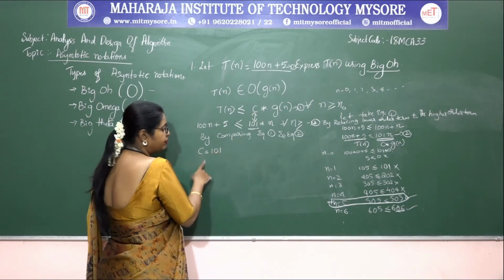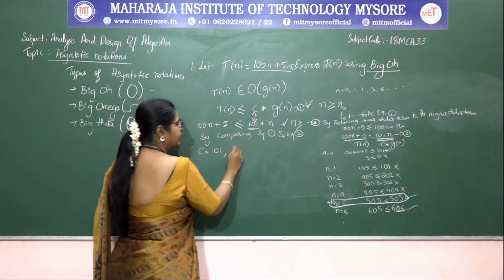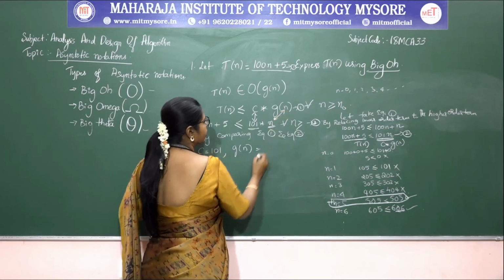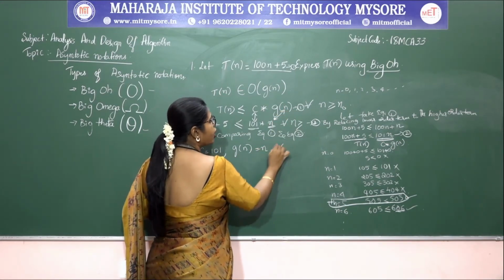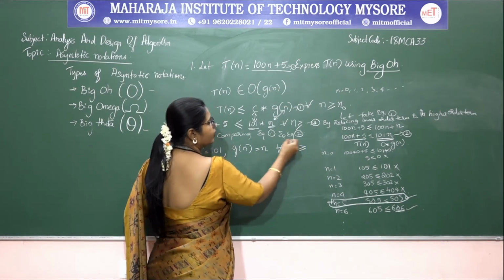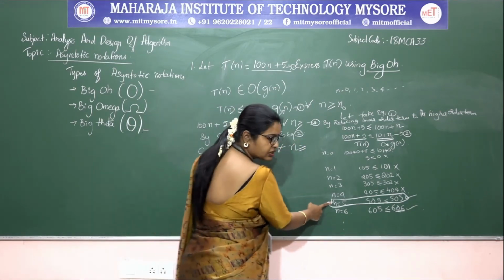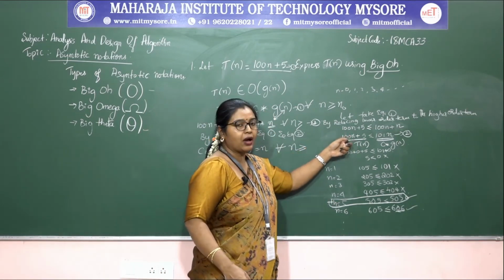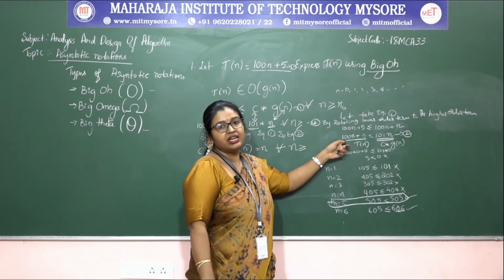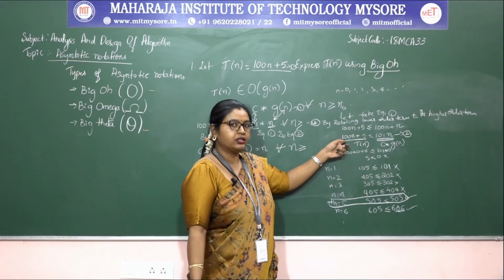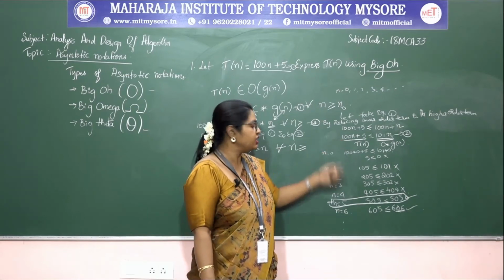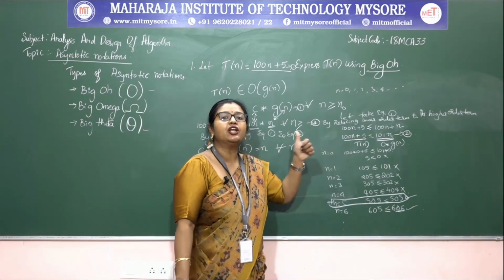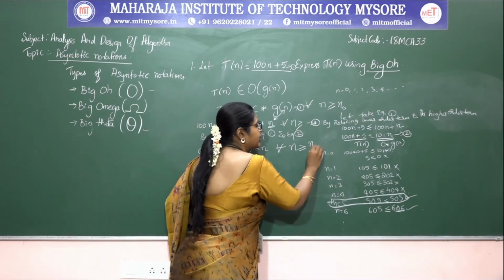For all given values, C is equal to 101 and G of n is equal to what? G of n is nothing but your n. G of n is equal to n for all n greater than or equal to n naught. What is your n naught? That is the absolute value. After that value, the constraint we have will hold good. That property will hold good. That point is called an absolute point. This n equal to 5 is your n naught. So this is n naught.